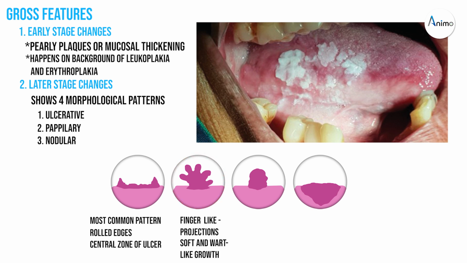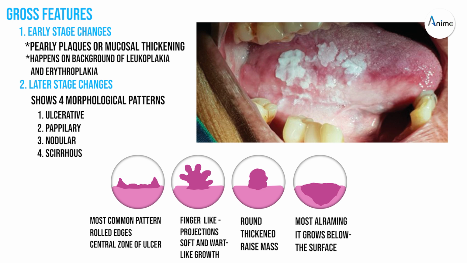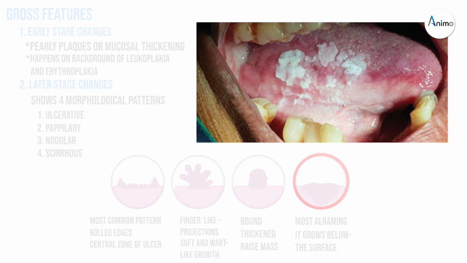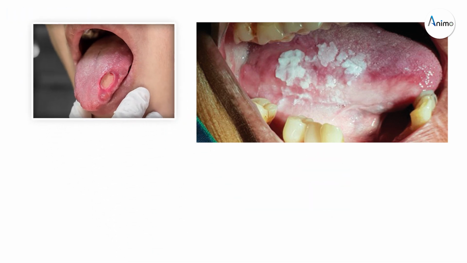Number 3, the nodular type. So it forms something just like nodules, a round thickening and a raised mass. So this is a firm, slow-growing submucosal nodule. And number 4 is the infiltrative type. It is actually the most alarming subtype because it grows not above the surface but below the surface, just like this. So here is a gross picture of the ulcerative pattern of squamous cell carcinoma.